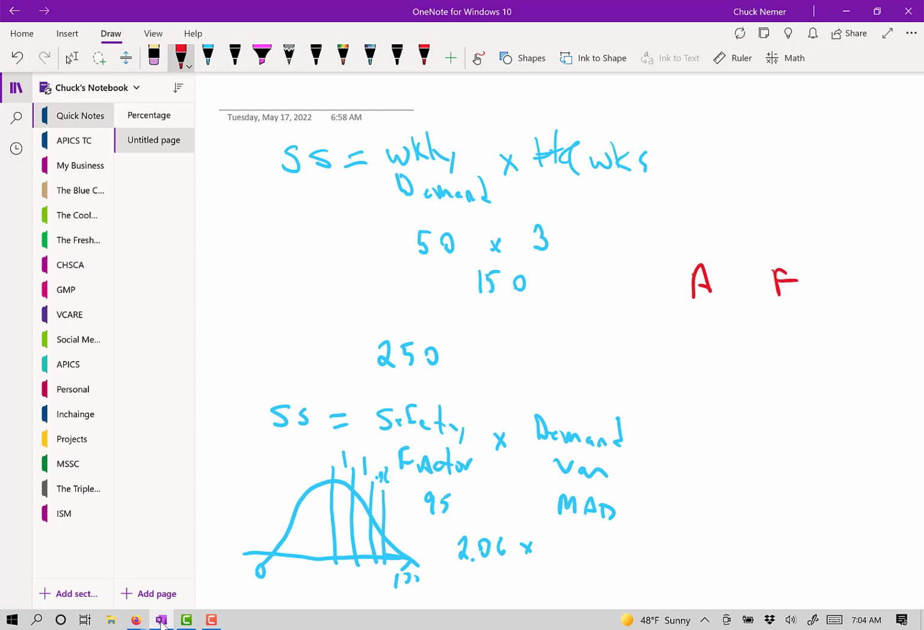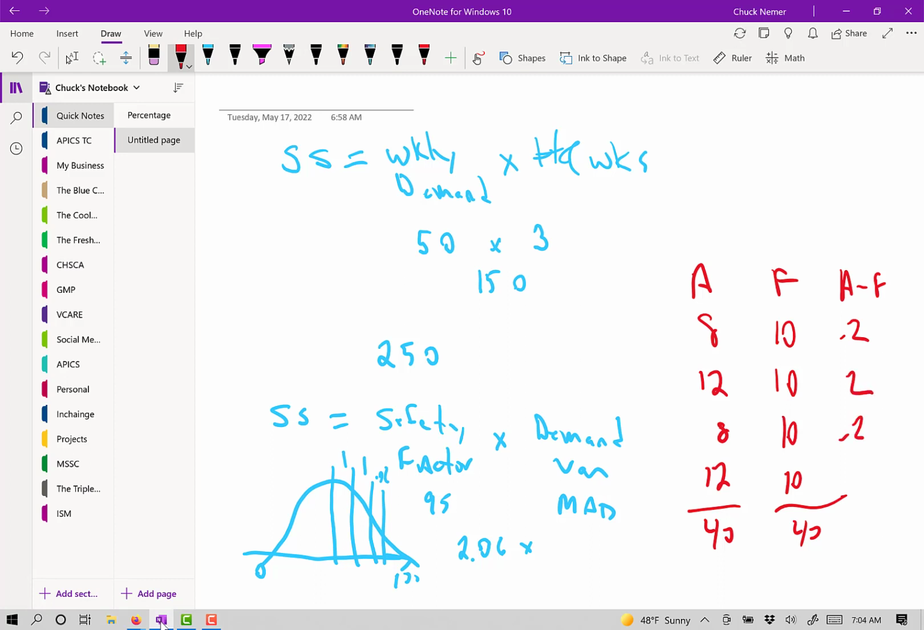So let's look at actual and forecast, and let's say forecast is 10 per month, and sales has been 8, 12, 8, and 12. So we'll keep it real simple. So forecast was 40, actual was 40. We look at A minus F, actual minus forecast: minus 2, 2, minus 2, and 2. And MAD says it's the sum of the absolute value of A minus F. So absolute value says ignore the signs. So we're looking at the absolute amount of error. We don't care about direction, high or low.